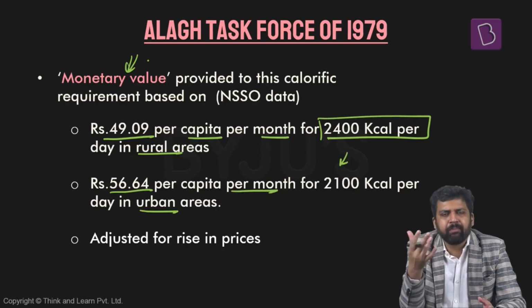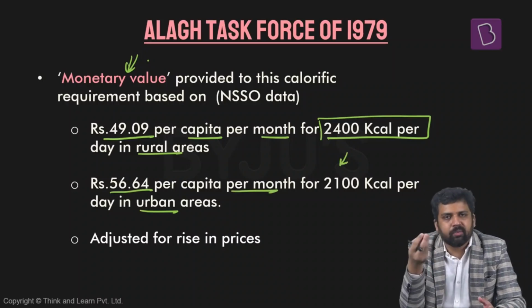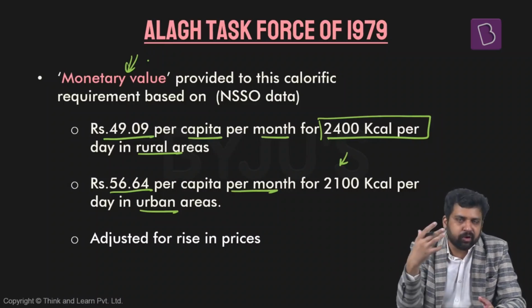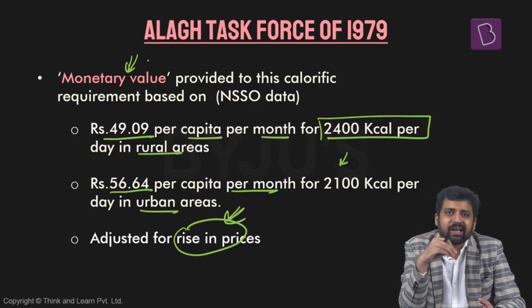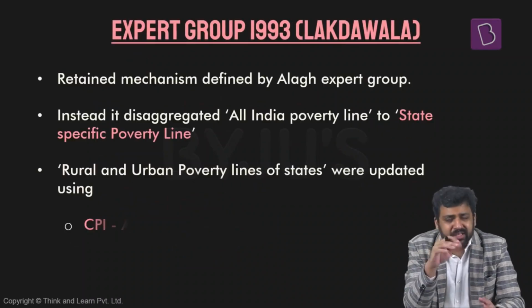And also they're adjusting for inflation. With time, the value of money might change. Usually in developing economies, the value of money decreases. So again, this number will change over a period of time. This 49.09 in rural areas can become 50, 60 later on. So they're also taking inflation into consideration. This is how the Alag Task Force is trying to estimate poverty, and this is how the methodology looks.